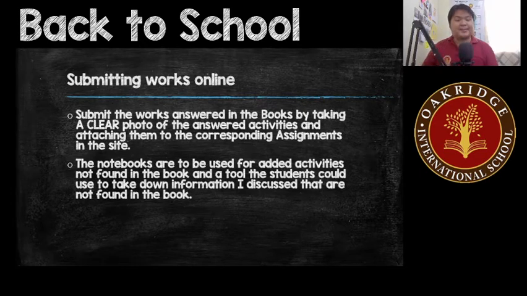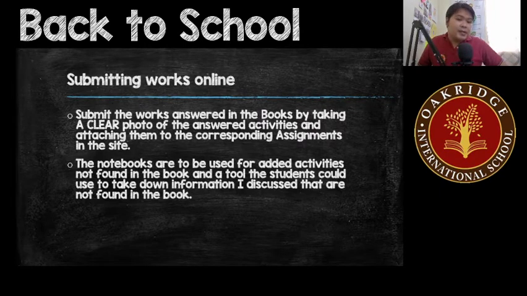So how are you going to submit those, okay? I would need you guys to take a clear picture of these activities. Make sure it's clear, class, okay? Make sure that the photos that you submit to me are clear. How would I know if it's clear? Clear would be you could understand it, you could read it, you could see the answers clearly.